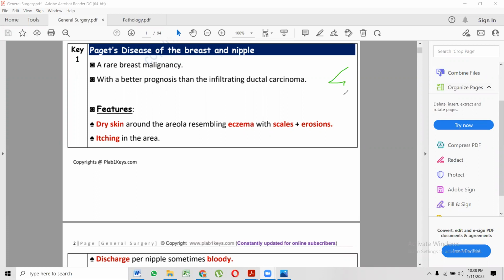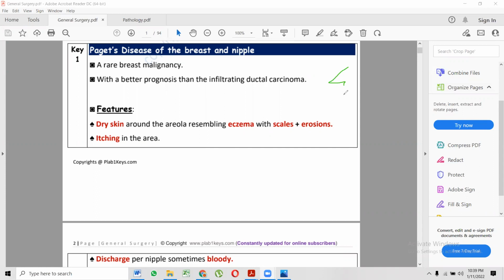What is Paget disease? Paget disease is basically a rare breast malignancy. The feature of Paget disease is eczematous changes, eczema-like changes around the areola and inverted nipple. When invasive ductal carcinoma or ductal carcinoma in situ involves the areola or the nipple, then it is known as Paget disease of breast and nipple.